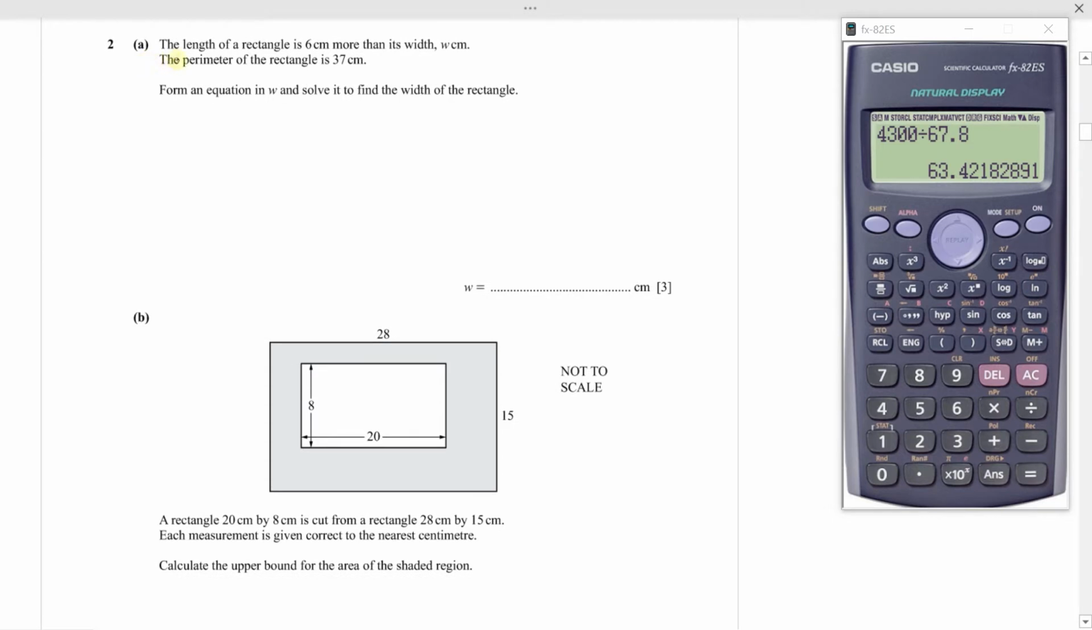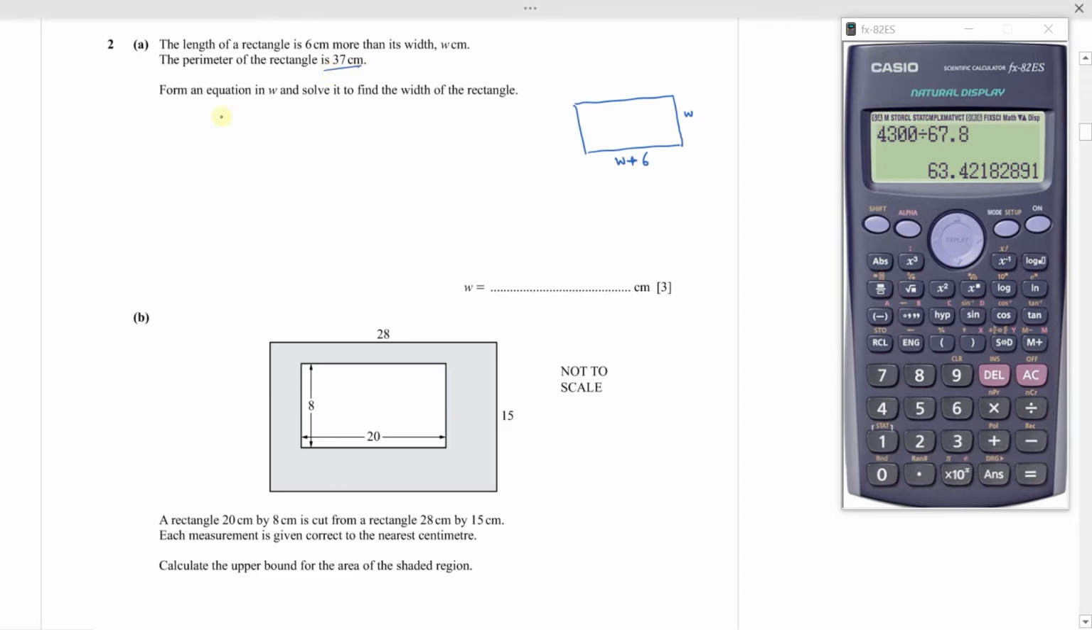Question number 2, part A. The length of a rectangle is 6 centimeters more than its width, w centimeters. The perimeter of the rectangle is 37. Form an equation in w and solve it to find the width of the rectangle. So if you have this rectangle here, your width is w and your length is 6 centimeters more than its width. So 6 centimeters more means your width w plus 6.